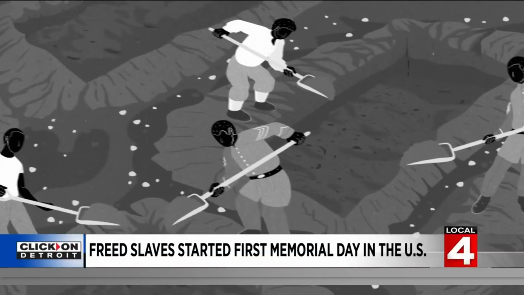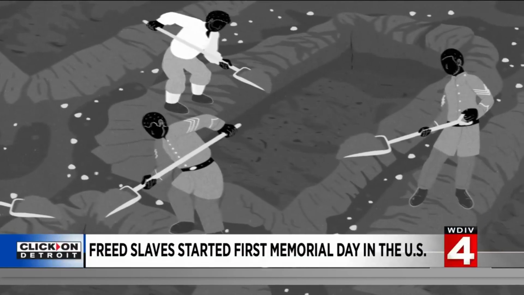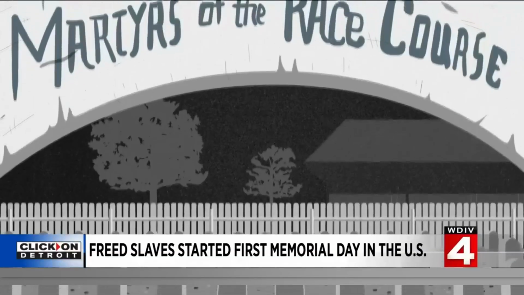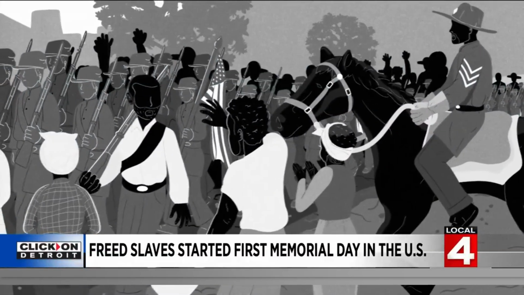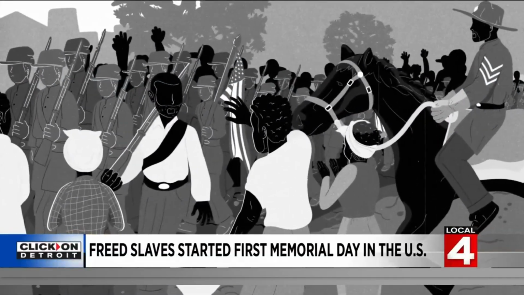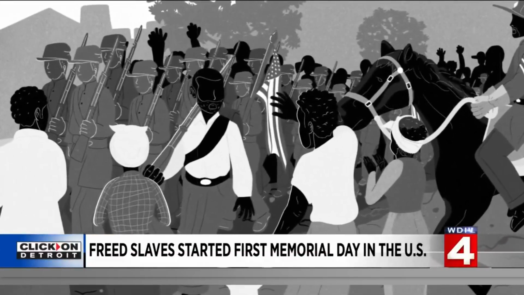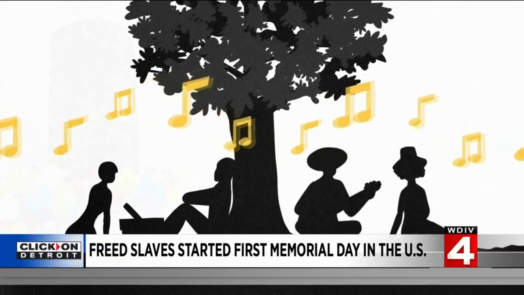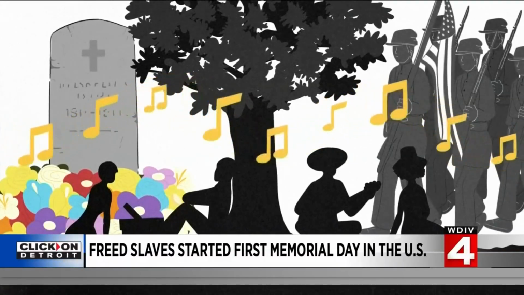They then dug individual graves into rows, building a 10-foot-tall white fence around them, with an archway overhead spelling out Martyrs of the Racecourse. And on the actual Decoration Day, it's estimated that 10,000 mostly formerly enslaved black people commemorated those lives with a parade. They sang hymns, decorated graves, had picnics, and watched Union troops perform marches and drills.